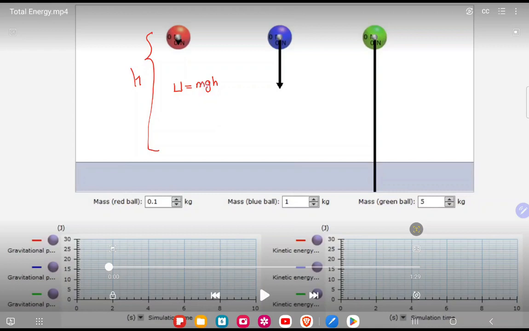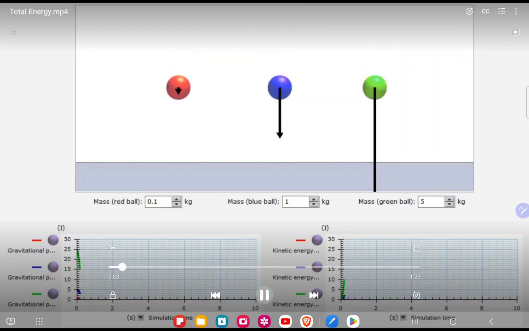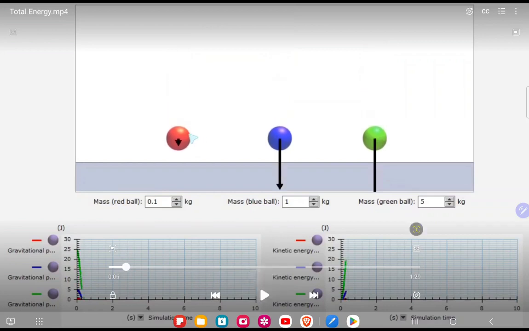Now let's see which has the maximum potential energy. Let's start the simulation and see. The green ball starts from the maximum value because it has the maximum mass, and then the blue one, and then the red one. On the other hand, the kinetic energy starts from 0 for the green, the blue and the red, and starts to grow, while the balls' potential energy starts to decrease.